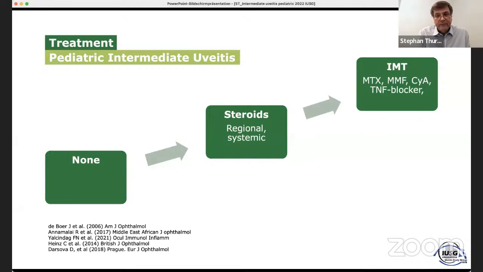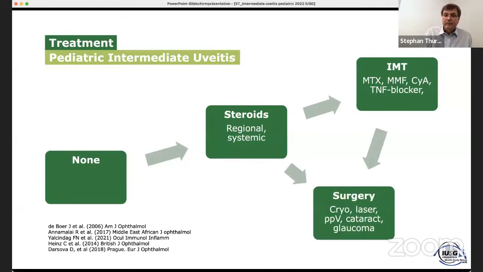If you really have to treat, as a kind of stepladder approach, the first choice would be steroids, either regional or systemic. And if you see that there's a prolonged course of disease that requires treatment, or if you need high amounts of corticosteroids, then immunosuppressive treatment, either with conventional immunosuppressive treatments or biologics, would be a second choice.